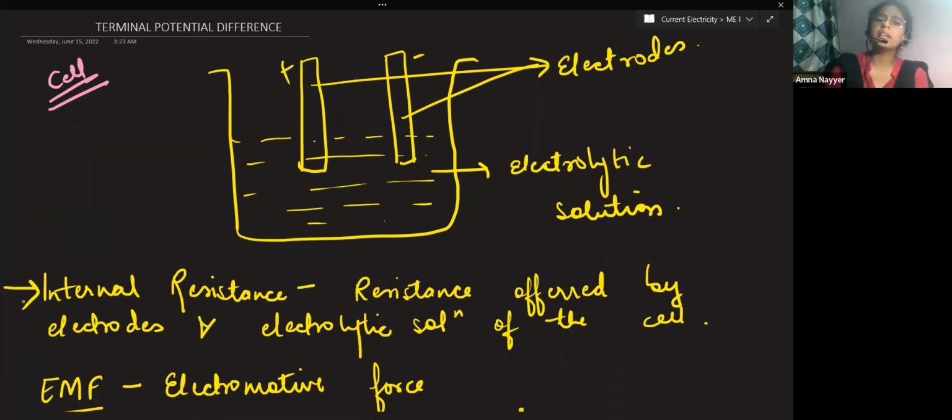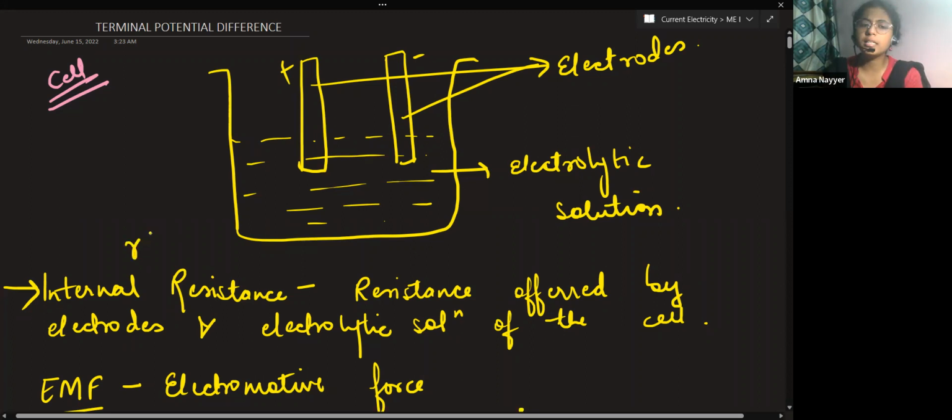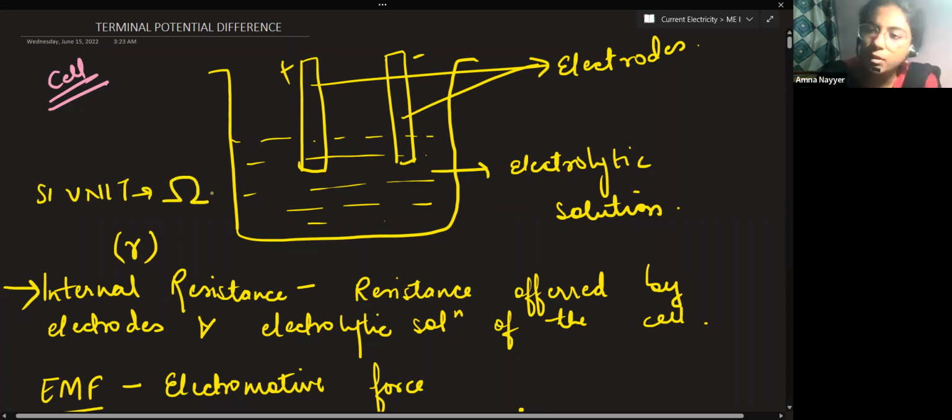Now, internal resistance is usually represented through the symbol R, and its SI unit is ohm. Whatever is the SI unit of resistance, it's also the SI unit here, ohm. This symbol is actually known as omega, but we call the SI unit of resistance ohm, because of the Ohm's law that I've already told you. So the first thing was this. I'll give you time to note this.